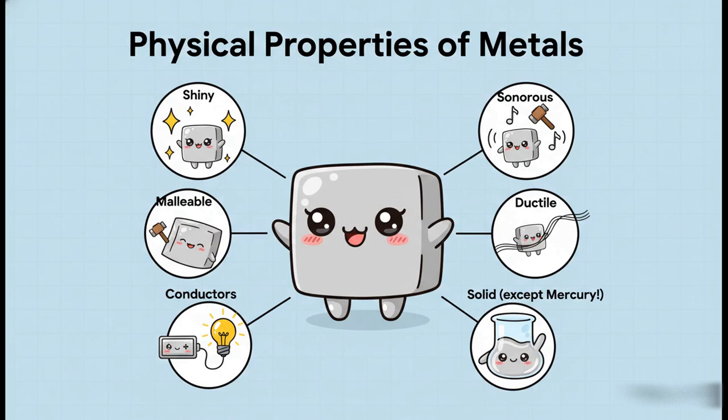They're shiny, we call that luster. They're sonorous, which is just a fancy way of saying they make a ringing sound when you hit them. They're malleable, so you can hammer them into super thin sheets like aluminum foil. And they're ductile, which means you can stretch them into wires. Plus, and this is a big one, they're fantastic at conducting heat and electricity. Pretty much all of them are solid, with one very famous, very weird exception, mercury, which is a liquid.